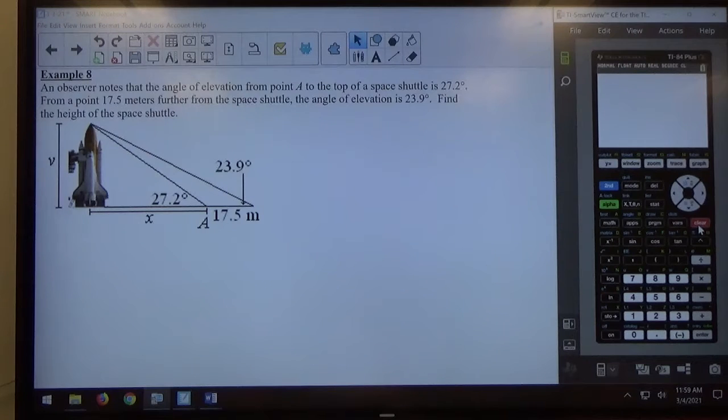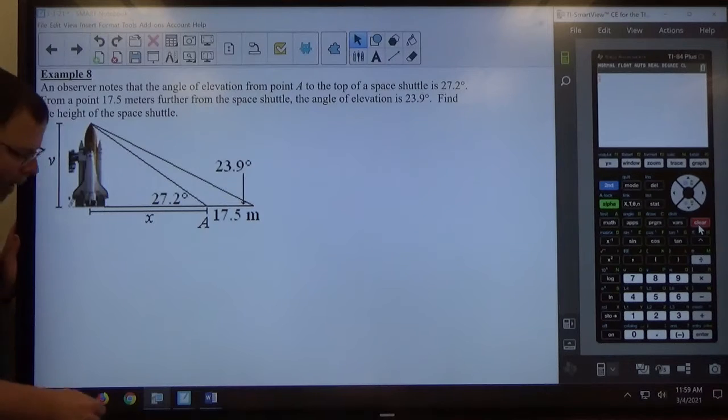Okay, so example 8: an observer notes that the angle of elevation from point A to the top of the space shuttle is 27.2 degrees. From a point 17.5 meters further from the space shuttle, the angle of elevation is 23.9 degrees. Find the height of the space shuttle.